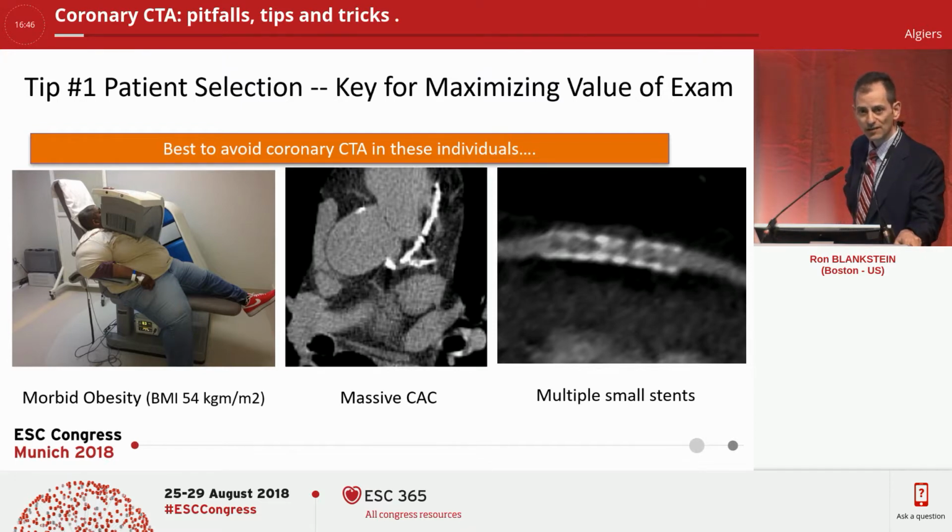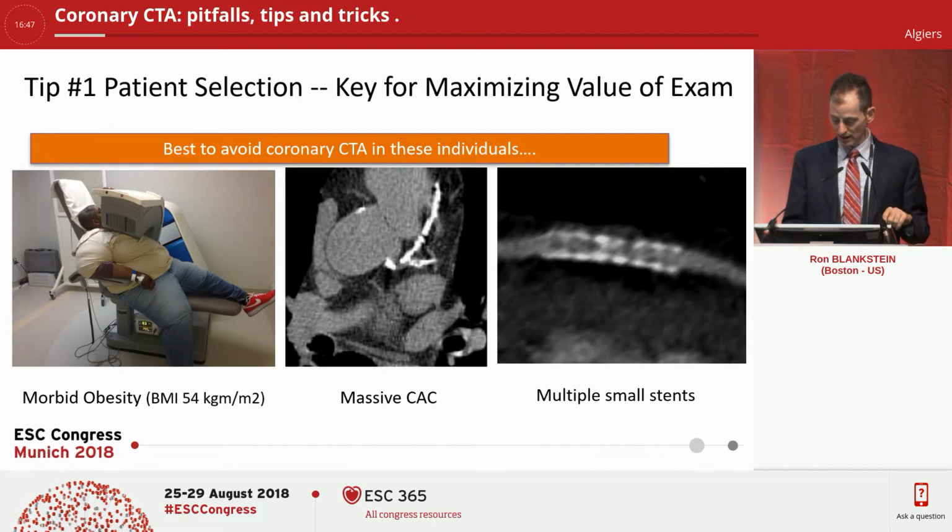Patients with severe calcium: as our spatial resolution has improved, our ability to accurately diagnose stenosis, even in the presence of calcium, has improved as well. But still, patients that have a massive amount of calcium everywhere are going to be problematic. And even though we can now visualize stents, especially larger stents, smaller stents in distal vessels, and some of the newer stents, may be more difficult to visualize. So these are folks that you would want to avoid. And in general, some of these folks, like those with stents or significant calcifications, will be the really high-risk patients.